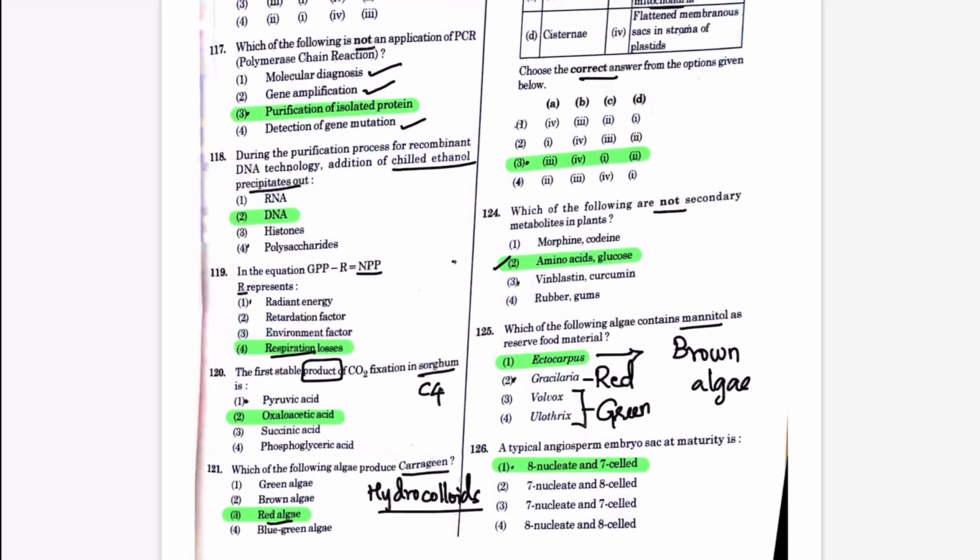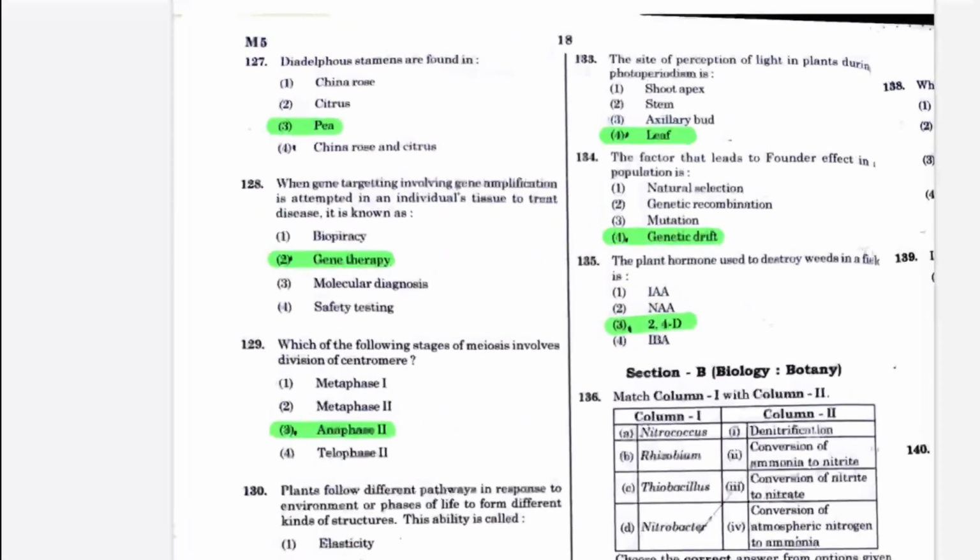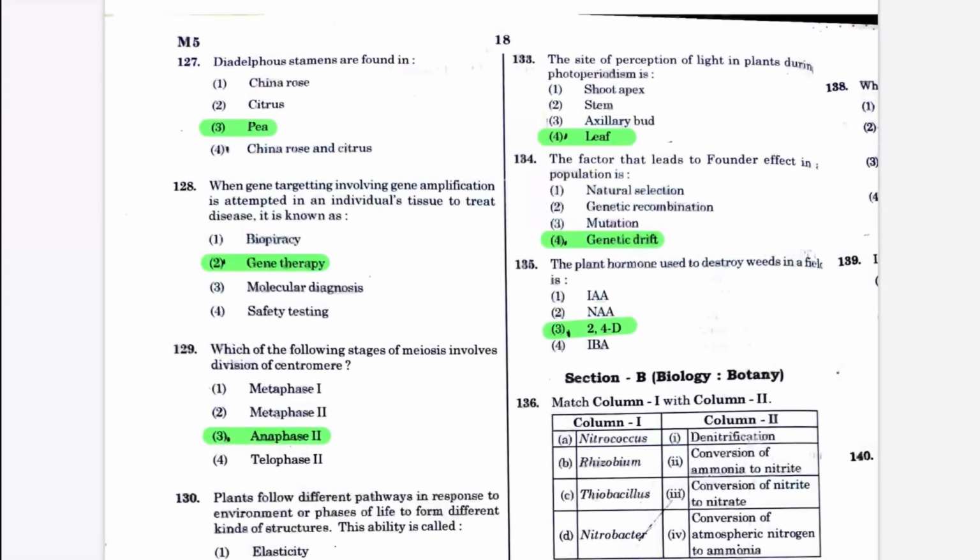Okay, and 126, a typical angiosperm embryo sac at maturity would be a 7-celled and 8 nuclei structure, right? So option 1 would be right, 7-celled and 8 nuclei. We'll move on to the next question. Diadelphous stamens are found in the pea plant, diadelphous, right? So all other options won't be correct. Synandrous is given, citrus is given, obviously they are not correct. So the answer is pea.